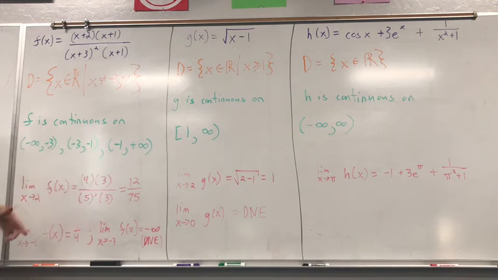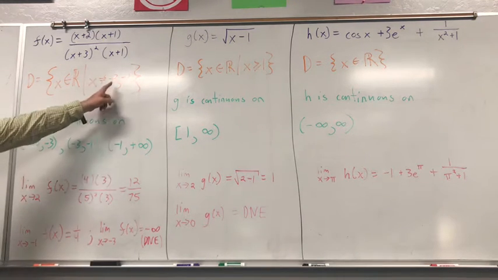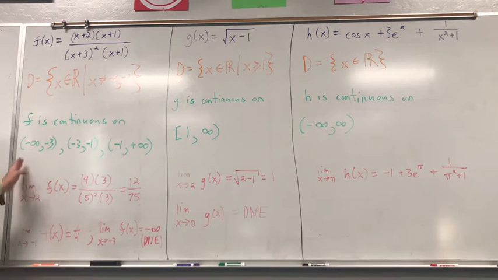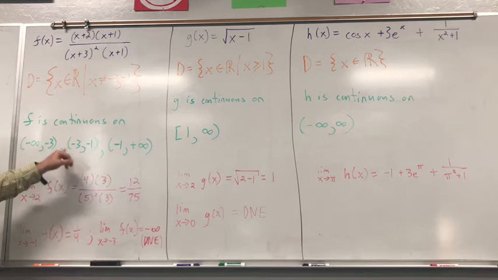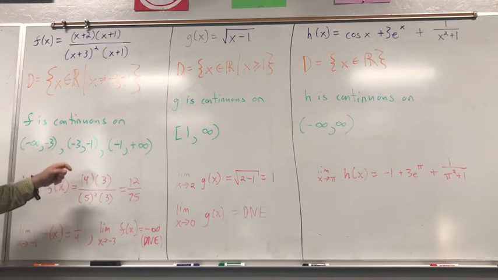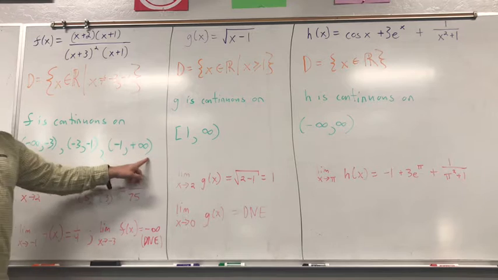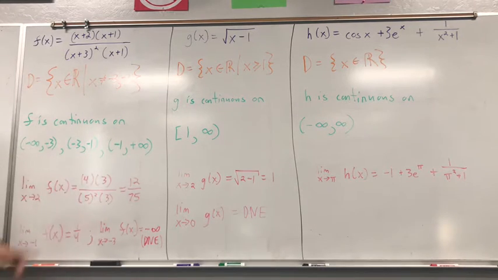So f is continuous on basically all real numbers except for -3 and -1. How do we write that in interval notation? You should use interval notation. F is continuous on -infinity to -3, not including -3. From -3 to -1, not including -3 and -1. And from -1 to infinity, again, not including -1. All open intervals here.